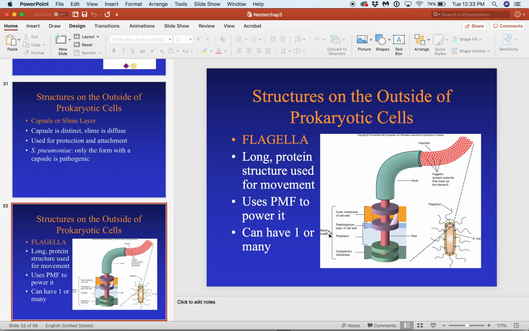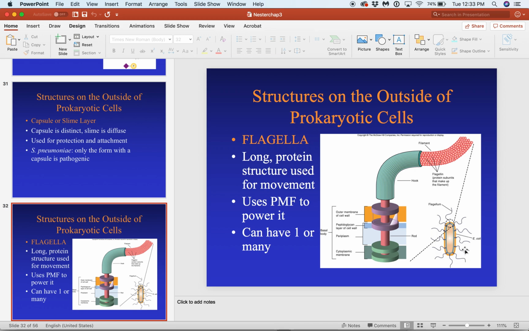All right. Also on the outside of a prokaryotic cell is a flagellum, or flagella would be the plural. It is a protein structure that's used for movement. It is powered by a proton motive force, so that's what that PMF stands for. A cell could have just one of them. This E. coli cell over here that looks like it's hairy, those are all flagella.